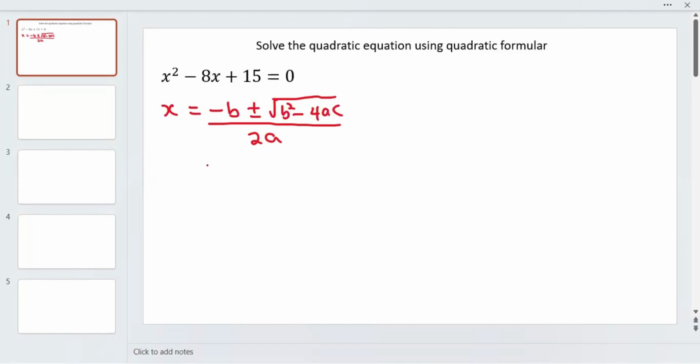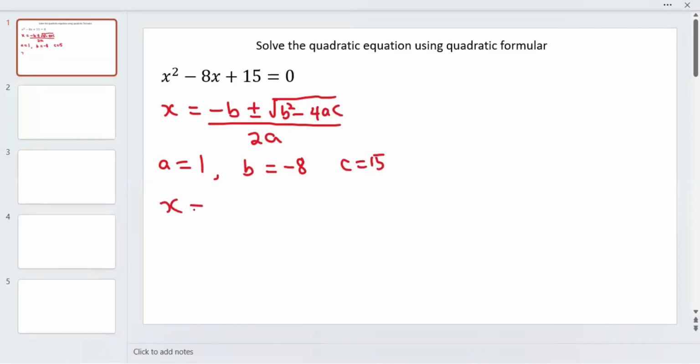Having written down the formula, the next thing we want to do is write out the values of each of these variables. So a here is the coefficient of x squared, which is 1. b is the coefficient of x, which is minus 8. And c is this value, which is plus 15. Then we can go ahead and make our substitution.